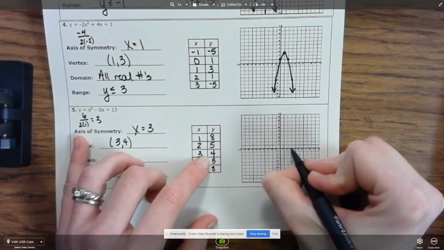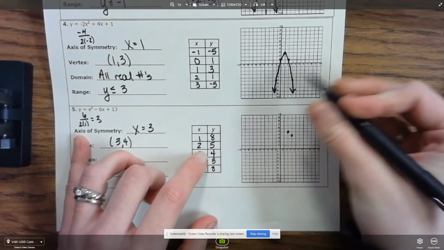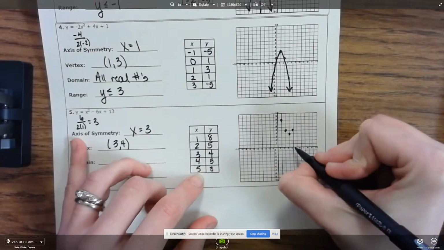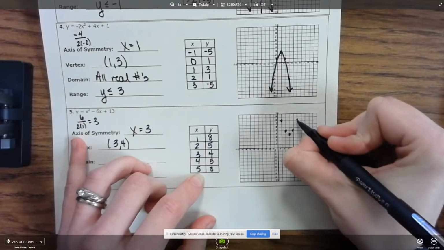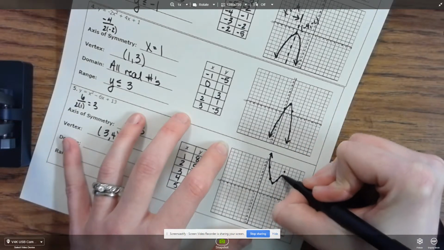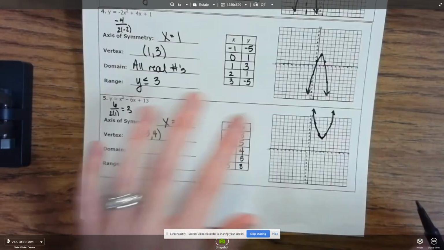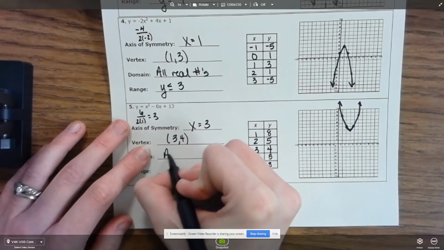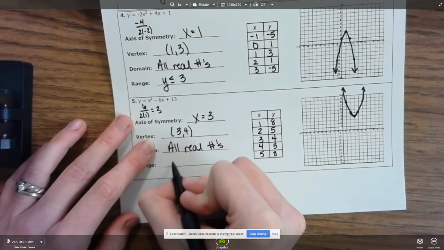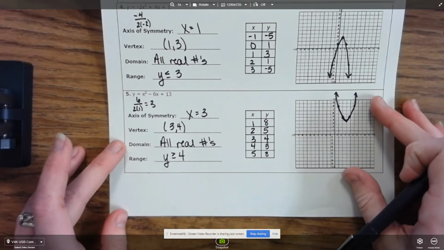So my vertex is 3, 4. So then I have 2, 5, and 1, 8. And then 4, 5, and 5, 8. And these should be rounded at the bottom. I'm sorry, mine are so pointy. So my domain is all real numbers. And then my range, y has got to be greater than or equal to 4. So that's it for this video.